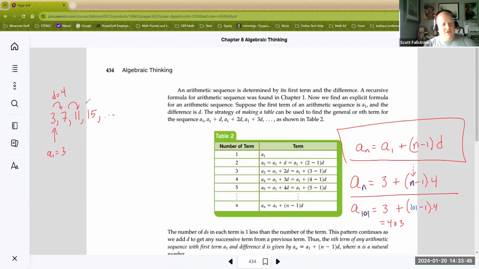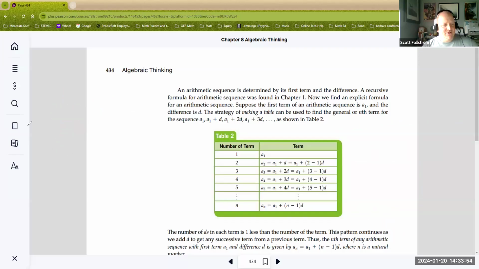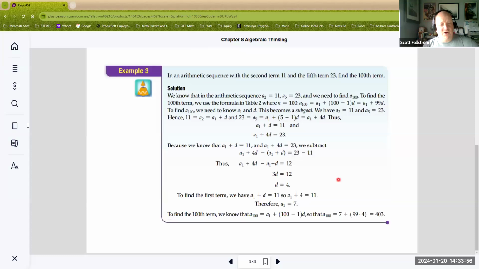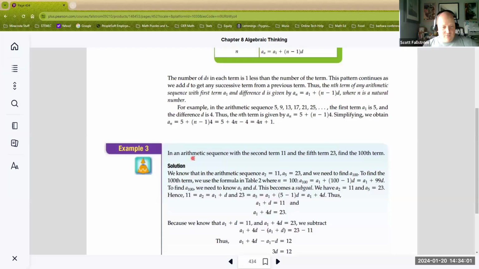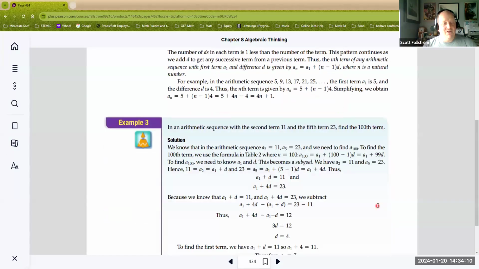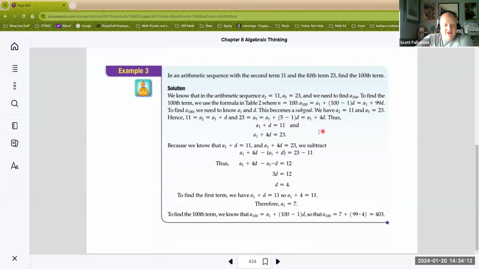If you were doing it the long way, you are still adding 4 and adding 4 to get there. The goal of math is to make things easier. We look for patterns, we look for structure, we make things easier. If you encounter a problem that says something like this, the second term is 11, the fifth term is 23, find the 100th term. Hey, that's fantastic. It seems complicated. And the way that they have done it here is algebraically complicated. But you're going to be elementary school teachers.